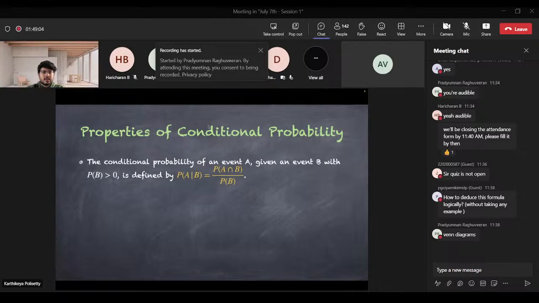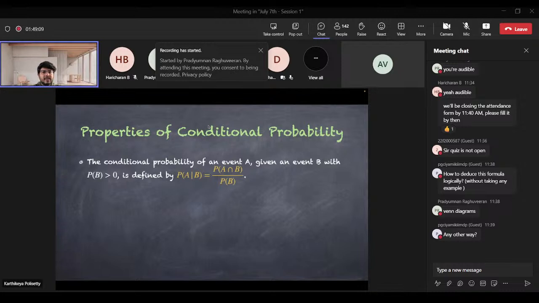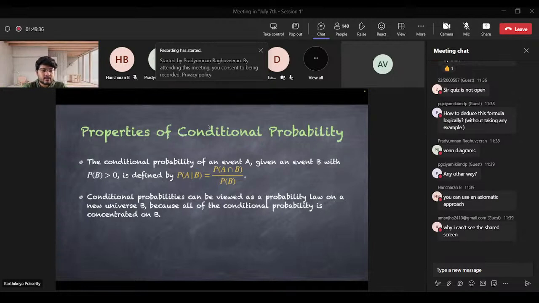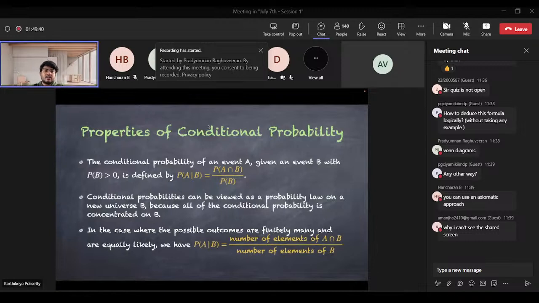Properties of conditional probability. The conditional probability of an event A given an event B with P of B greater than 0 is defined by P of A intersection B upon P of B. Conditional probabilities can be viewed as a probability law on a new universe B because all of the conditional probability is concentrated on B. In the case where possible outcomes are finitely many and equally likely, we have P of A given B is number of elements of A intersection B upon number of elements of B. Is that clear?